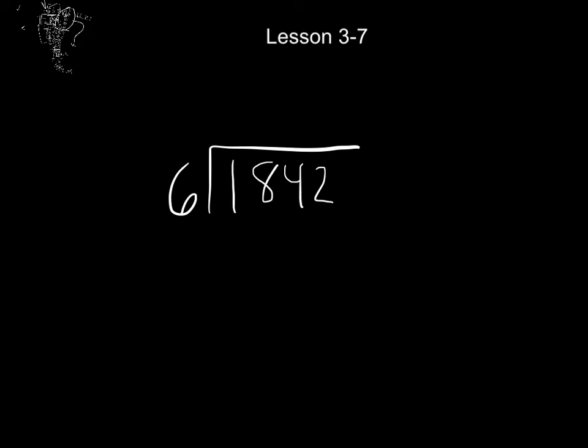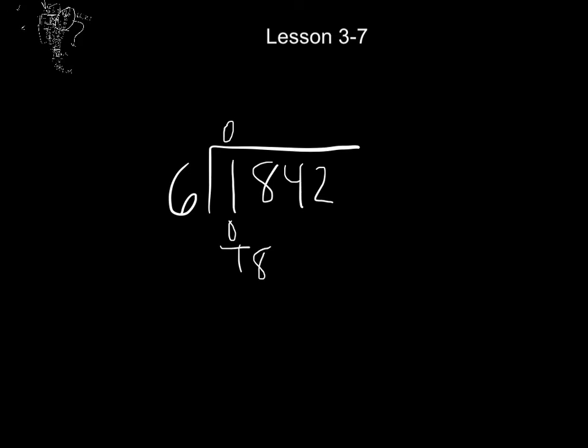When you have a 0 in your quotient, it's very important to put the 0 in your quotient. Don't just say, oh, it doesn't go in, I'm going to skip it, because it changes your number dramatically. So look at the first thing here. You know 6 doesn't go into 1, so I'm just going to do a 0 here. 0 times 6 is 0. Bring down the 1 and make it 18.